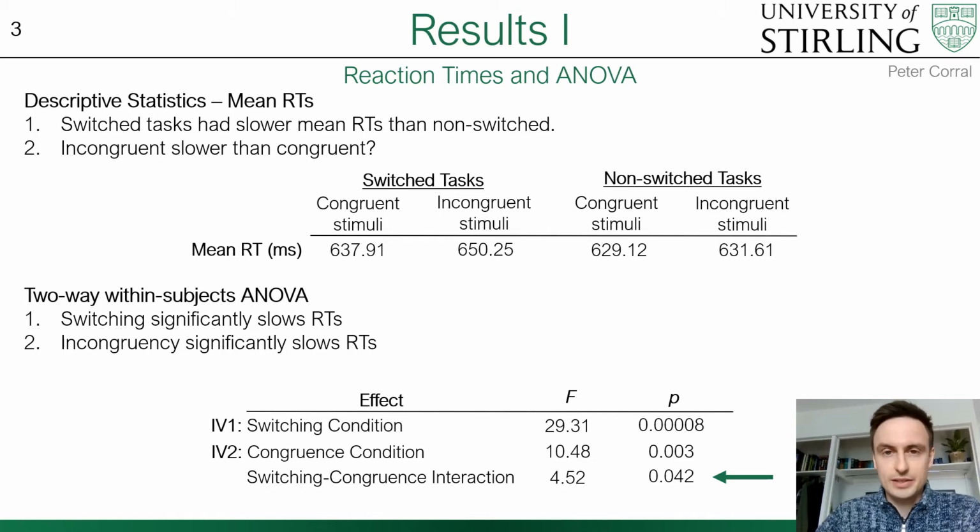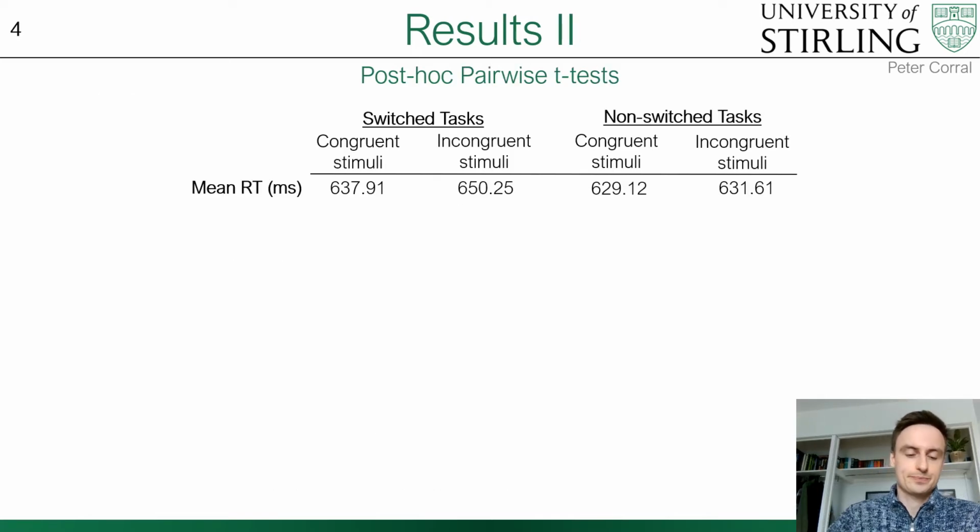However, as we know, ANOVA is an omnibus test, so we did need to perform post-hoc pairwise comparisons in order to reveal the finer details of the effects of switching and congruence on reaction time. So just moving on to the post-hoc pairwise t-tests, we're returning to the table here that shows the mean reaction times, but this time we're actually using t-tests to test for significant differences between the various pairs of reaction times that we discussed on the previous slide.